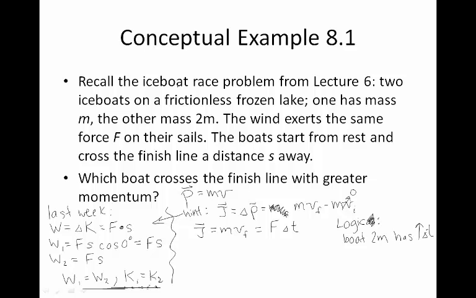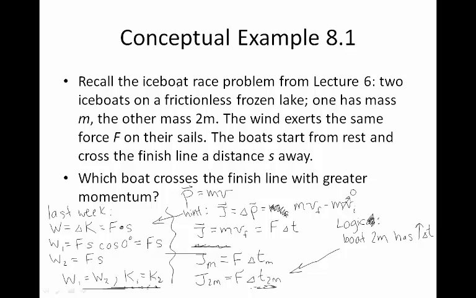Higher delta t. Okay, so J1 would be the lighter boat. So maybe I'll just call it JM, and then J2M to differentiate the two. They both have the same force acting on them. They have their time that it takes, and what we said over here was that the boat with 2M is going to take a longer amount of time than the other boat.